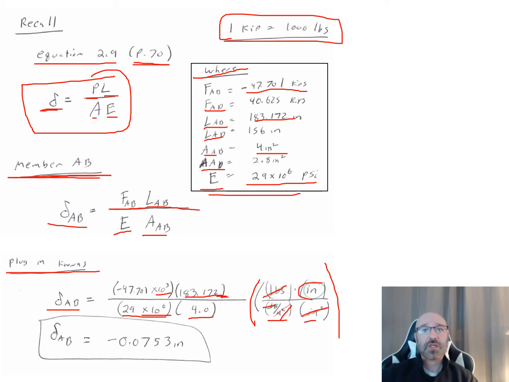I'm just left with inches for units. Does a deformation in inches make sense? Yes, it does. Plug this all in, solve this. My delta AB is equal to negative 0.0753 inches. So that is my deformation of AB, which is the first portion of the first part of the problem they asked us to solve for.